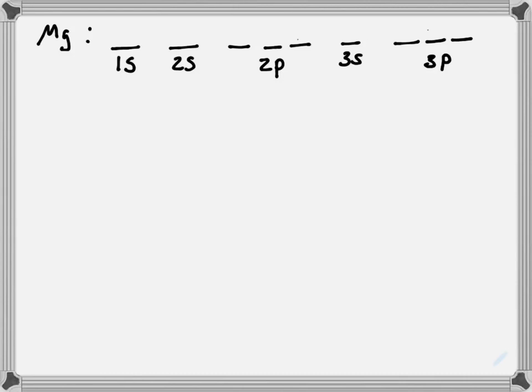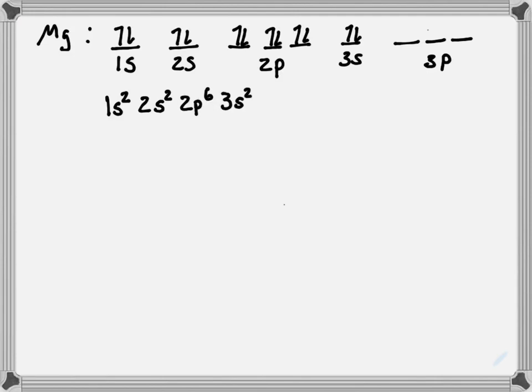Okay? So magnesium has an atomic number of 12, so we have 12 electrons for a neutral magnesium atom. So we're going to go 1, 2, 3, 4, 5, 6, 7, 8, 9, 10, 11, 12. So magnesium's electron configuration is 1s2, 2s2, 2p6, 3s2.